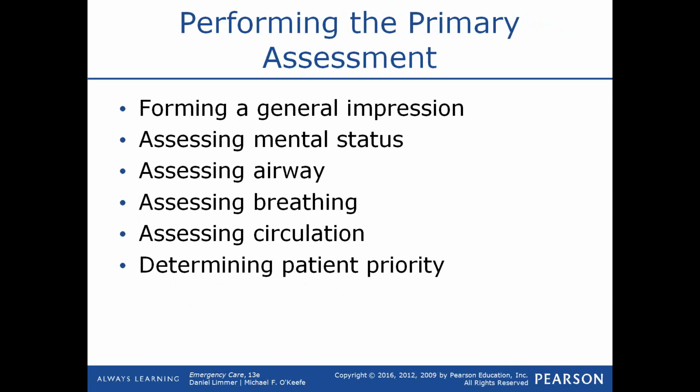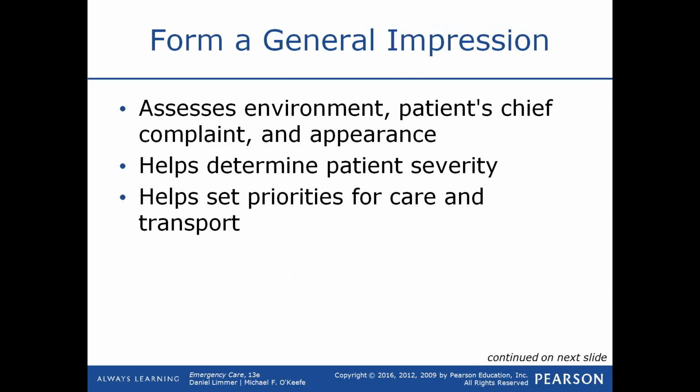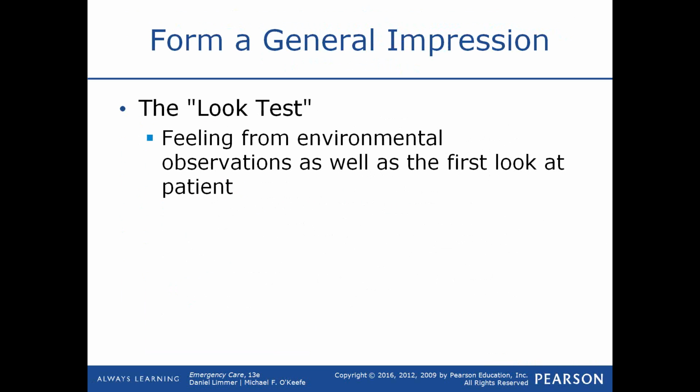And then based on what you find in your primary assessment, you can determine the patient's priority. Are they a high priority patient? And we'll discuss what makes a patient high priority. In forming a general impression, you also want to look at the environment as well as the patient's chief complaint. I had mentioned their appearance, but also finding out what's wrong with the patient or what the patient is complaining of, as well as the environment that they're in. This too will help determine the patient's severity, and it'll help set your priorities for care and transport.